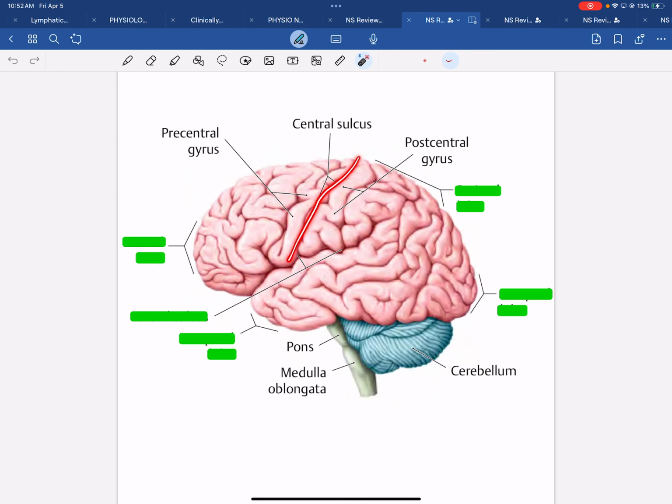All right, so what is this lobe? Good, the frontal lobe. This one? Good, the parietal lobe. This one? Occipital lobe. This one? Temporal lobe. What is this space? This is the lateral sulcus. And then what's deep to the lateral sulcus? The insula. Good. What's one function of the frontal lobe?